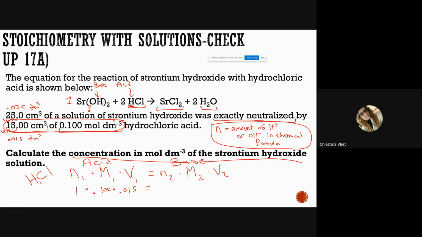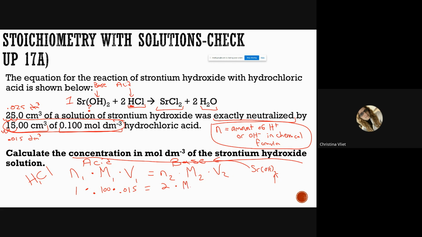And now let's take a look at our information for the base. What is our N2, which is the amount of OH minus in the chemical formula for the base? 2, because the base is strontium hydroxide. 2 OHs in that formula. Our second molarity is concentration, right? So isn't that what I'm looking for?